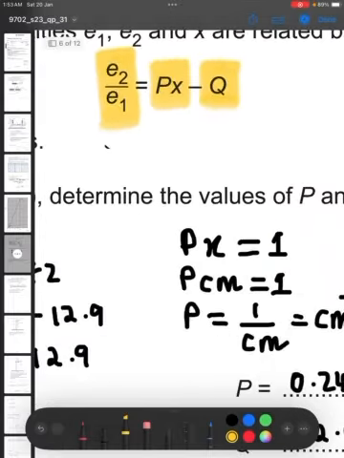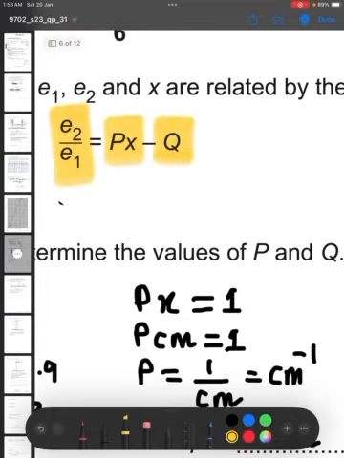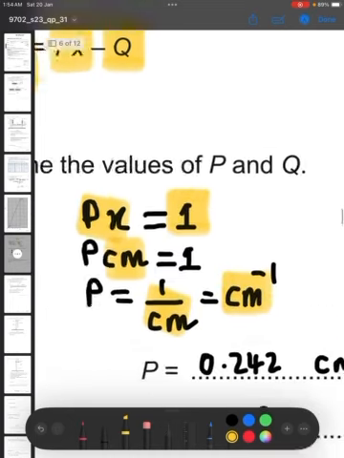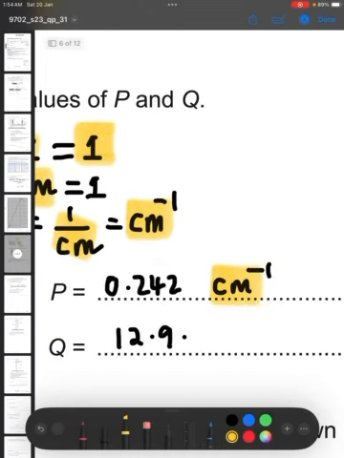So to continue further, if there is no unit for Q, then we need to find the unit for P. But Px has no unit. So we say Px is equal to 1. The unit of x is centimeter. So then we divide both sides by centimeter. So the unit of P is 1 over centimeter, which is per centimeter. That's why you see that P here, I gave it the unit of per centimeter.